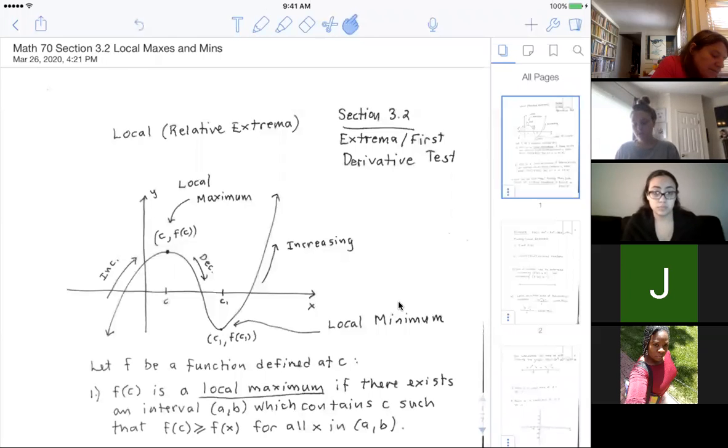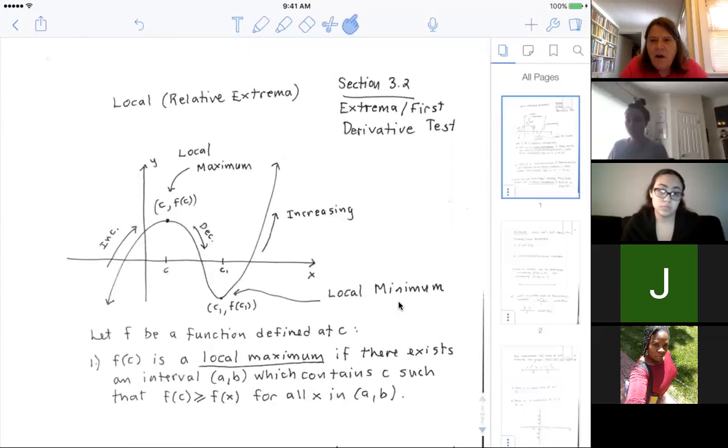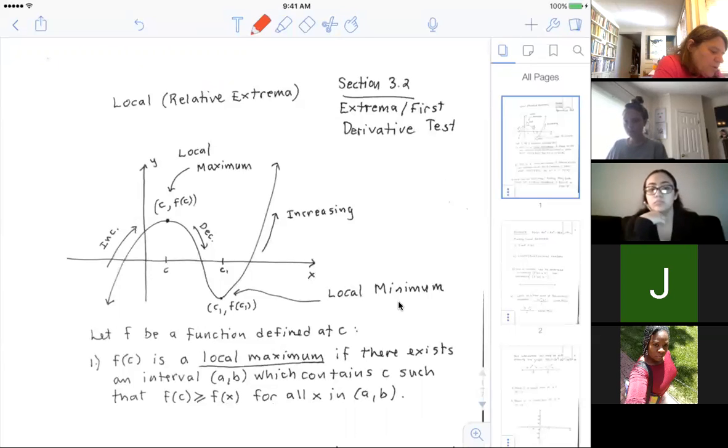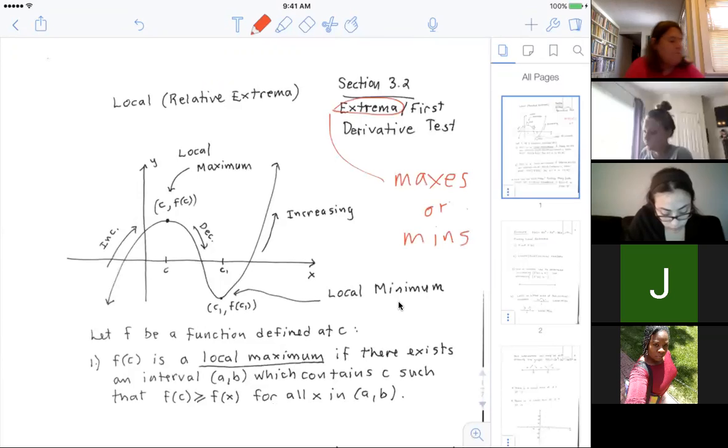What it talks about is something called extrema and the first derivative test. Now, extrema is just a fancy word for extreme points. And extreme points are what we talk about as things that are maximums, maxes, or what I'll call minimums. Maxes or mins.